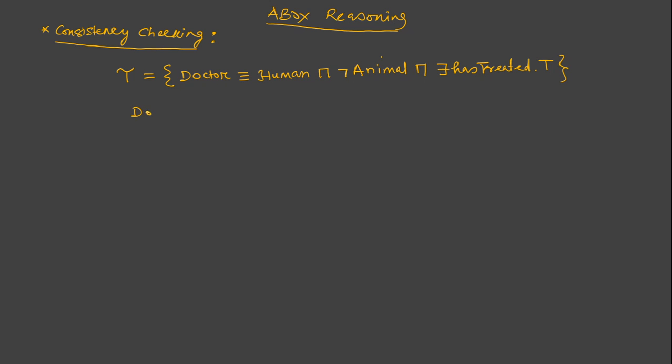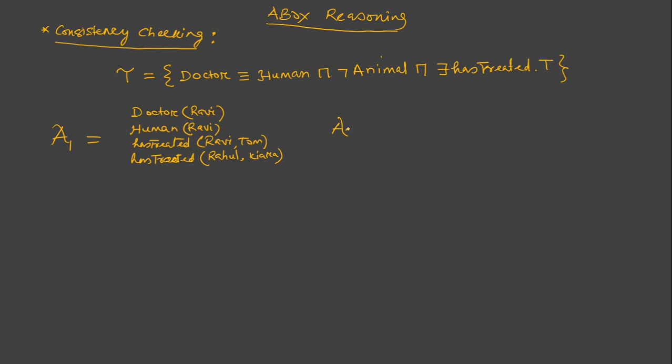One is: Dr. Ravi, and say Ravi is a human, and Ravi has treated, say, Tom, and we have another fact that Rahul has treated here. So this is one A box. This is A box 1.